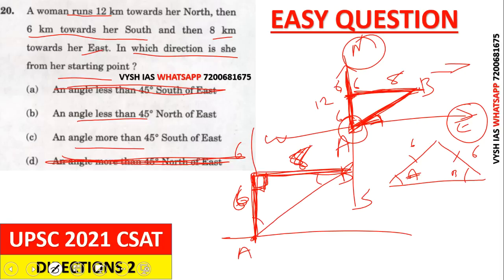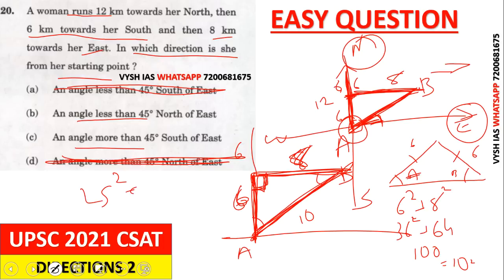Now, this will be 10. If you know Pythagoras theorem, you don't need that, but still I am simply teaching you an extra thing. 6 square plus 8 square is equal to 36 plus 64 is equal to 100, which is equal to 10 square. Okay, so this side is 10. Pythagoras theorem means that the longest side squared is equal to the other two sides squared. Maybe AB square, BC square, like that. So that is one thing.